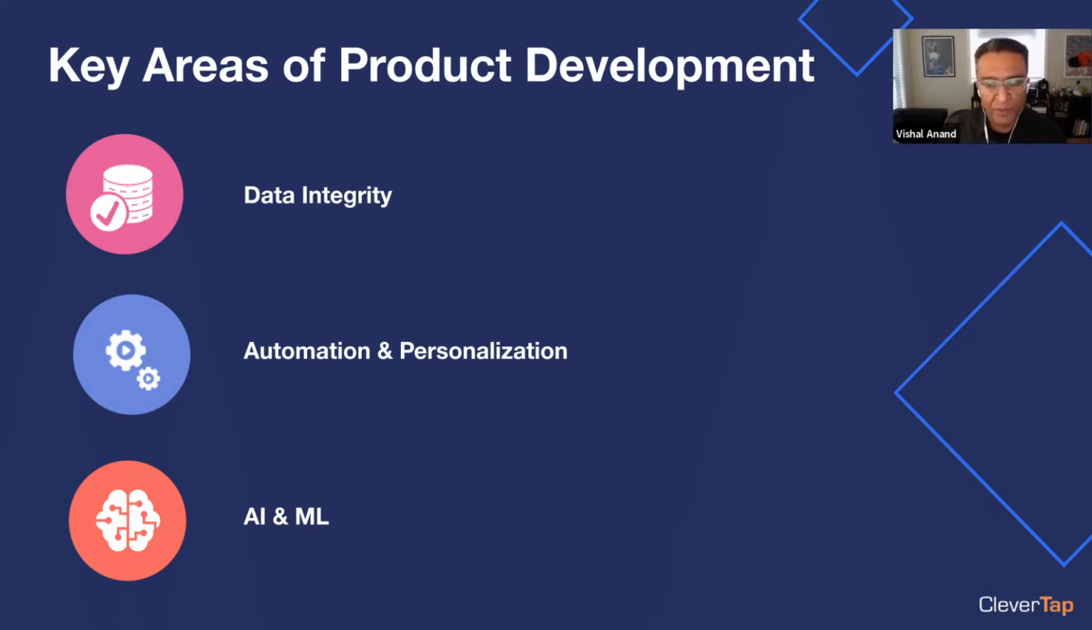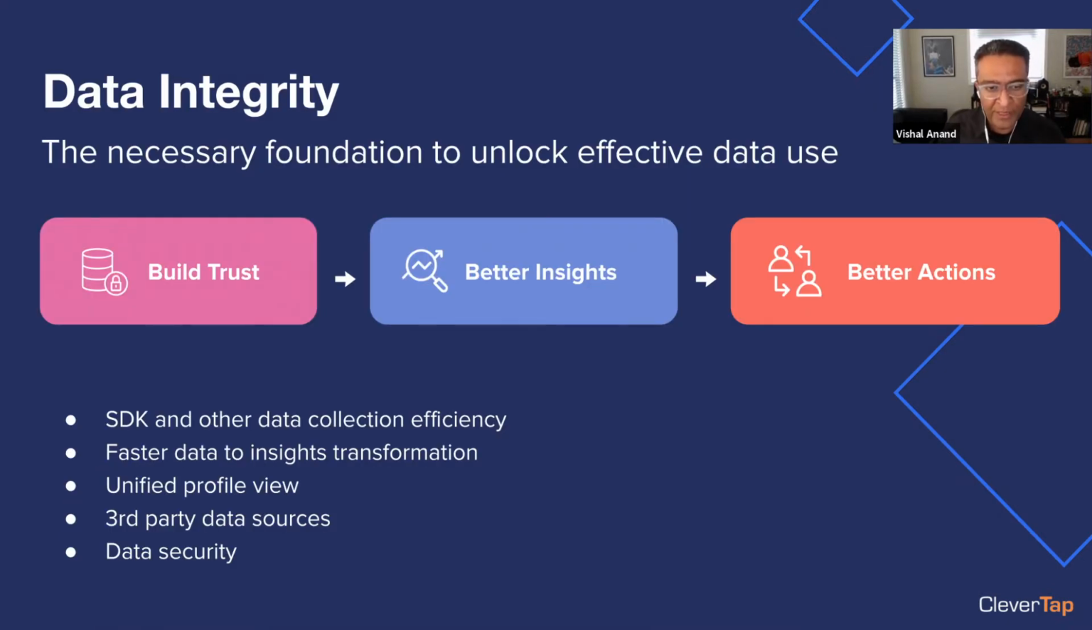So the structure of the next few slides is to address some of this new reality. And to us, it boils down into these three key areas that we prioritized. The first is data integrity. That's a foundation for it all. With such large amounts of data, automation and personalization is the only answer. And this we talked about in the last CleverTap quarterly as well, the importance of AI ML in it all. So next up, the first thing is data integrity, the foundation to unlock effective data use.